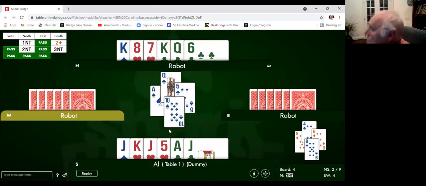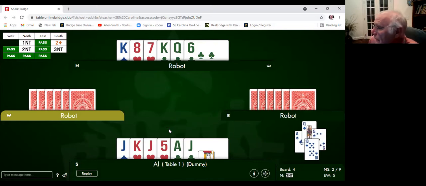So we did our best. We got to the right contract. We couldn't make 4 hearts either. In fact, we would have been down 2 tricks if we'd been in hearts. This way, we're only down 1. So you can see that being in no trump, based upon the shape of your hand, can be very beneficial.